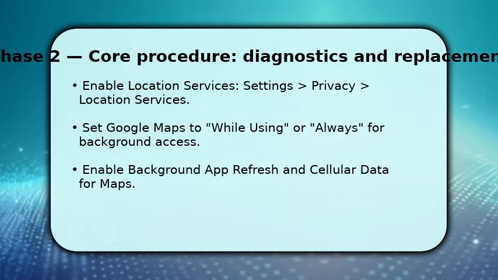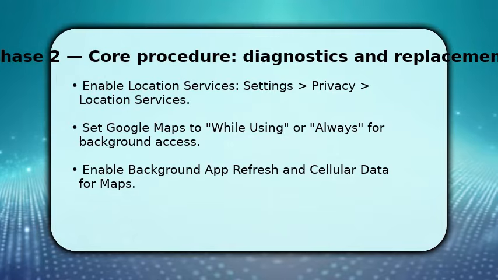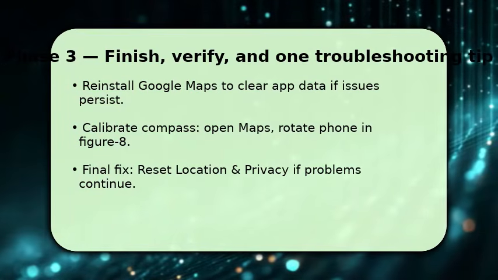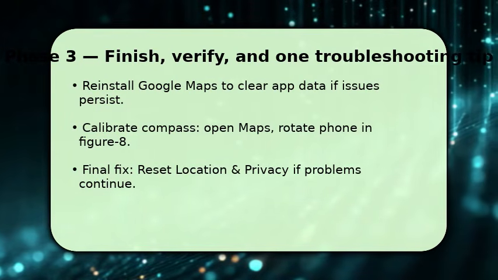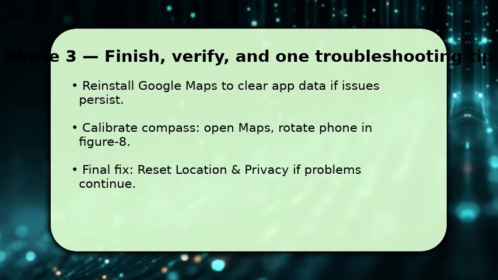Once done, finish by cleaning deeper. If behavior persists, uninstall and reinstall Google Maps to remove corrupted app data. Sign back in and reapply permissions. Calibrate the compass by opening Maps and moving your phone in a figure 8. This improves direction accuracy. Make sure Wi-Fi assist or location accuracy options aren't disabled.